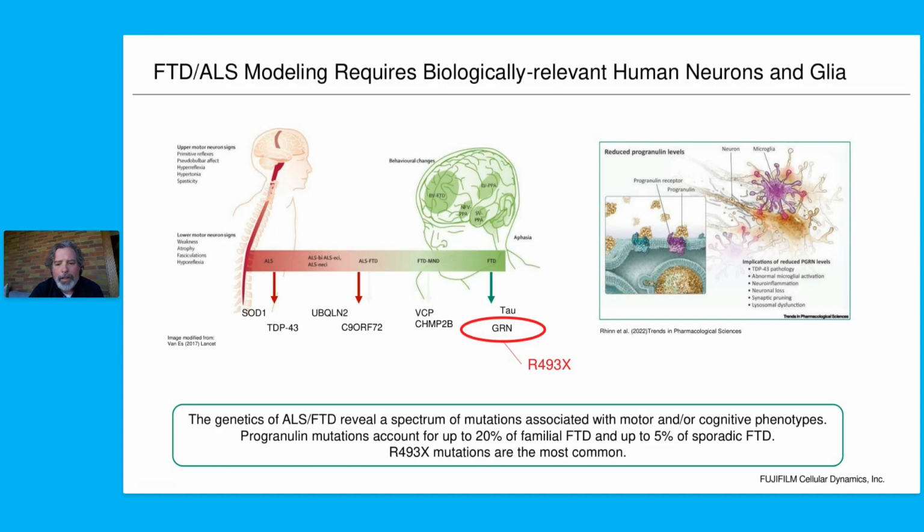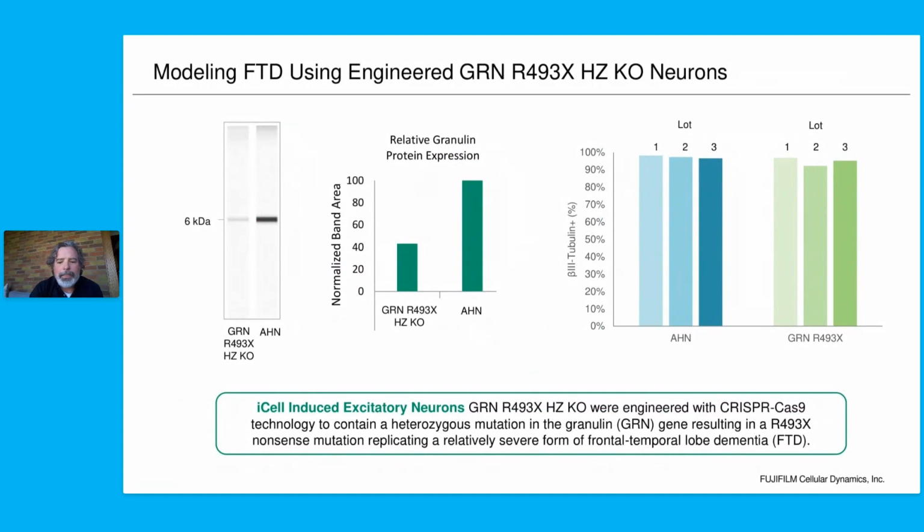More human-relevant models are desired to help improve the efficiency of drug discovery and translation, and so more recently, human iPSC-based models are being employed. As such, we've generated induced excitatory neurons featuring a granulin GRN R493X heterozygous knockout. And we've confirmed that these have reduced granulin compared to the healthy control induced excitatory neurons, and this is shown on the left-hand side of the slide, and looked at using simple Western.